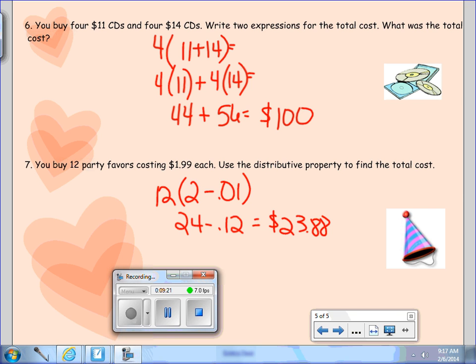In this problem, another way to write $1.99 is $2 minus a penny. So I took 12(2 - 0.01). Distributed 12 times 2 is 24. 12 times 0.01 is 12 hundredths. You can do $24 minus 12 cents is $23.88. Again, the distributive property is taught in order to simplify certain problems so that you can do them mentally.